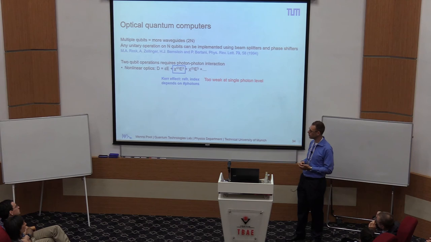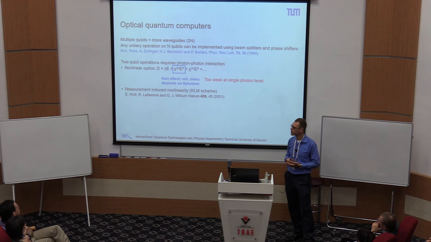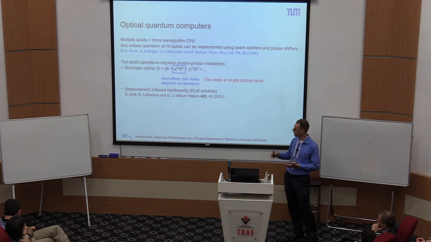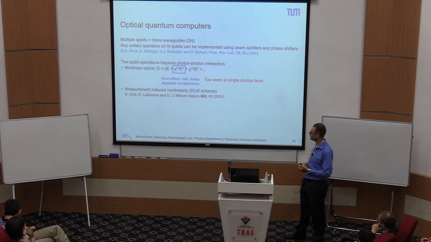Until in 2001, there was a seminal paper by Knill, Laflamme, and Milburn, and they actually showed that you could use a different way to use the so-called measurement-induced nonlinearity here. So I think this paper is really seminal. It contains many, many different things that were discovered by then. And I'm not going to go through all the details, but I do want to give you a little bit of a flavor about what is happening here.